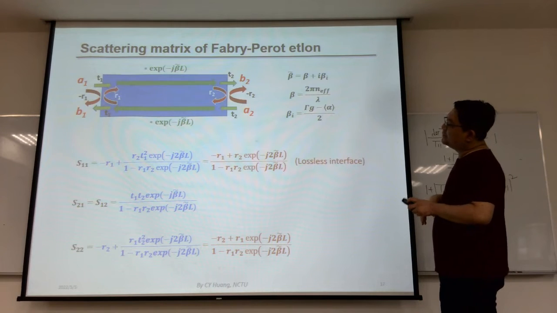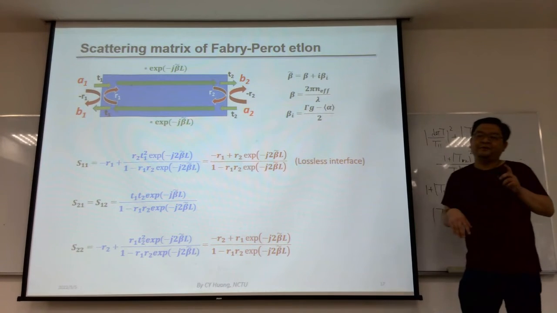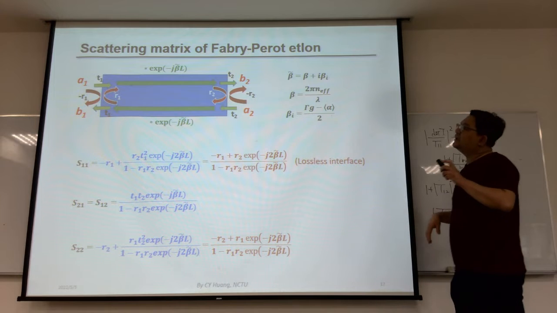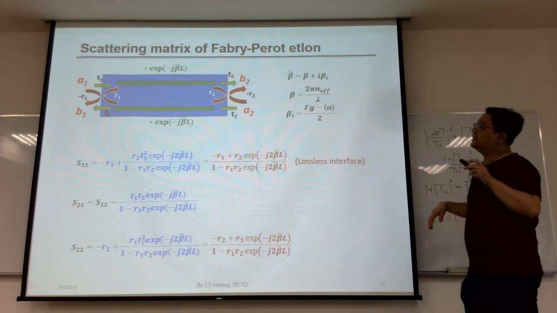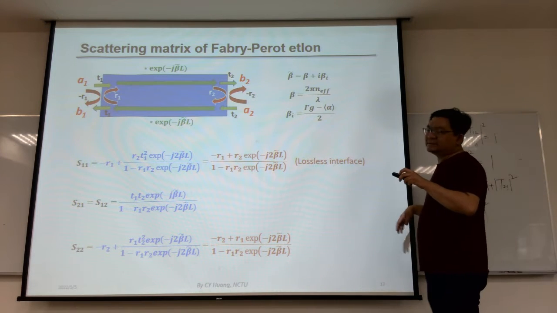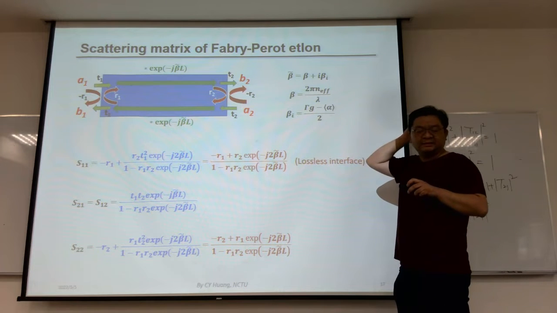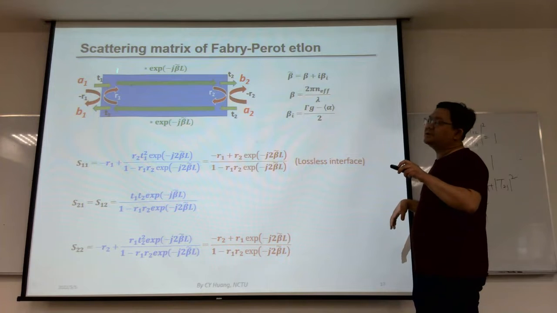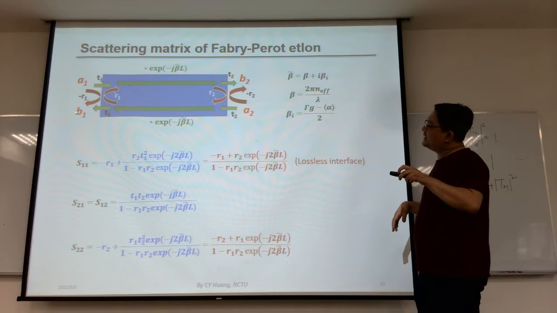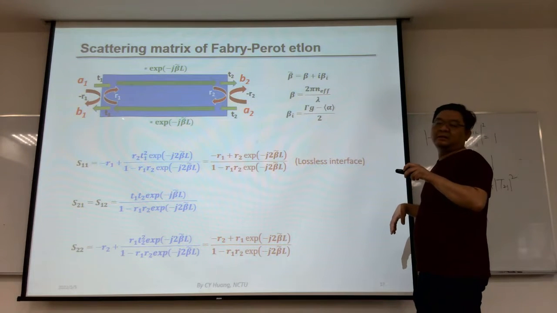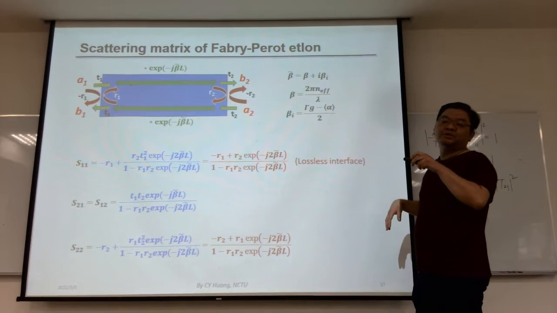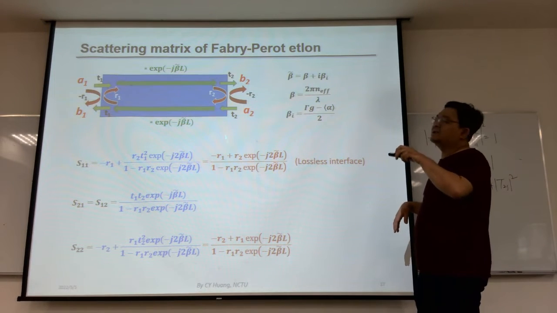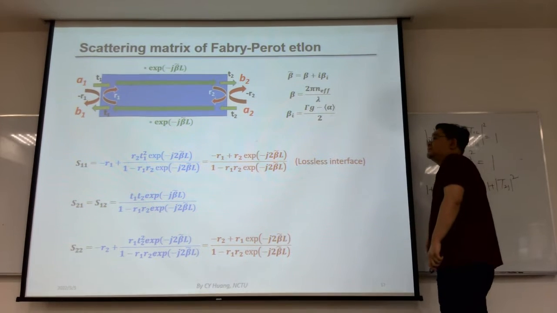Let's try to combine the three elements. We call it the Fabry-Perot etalon. It consists of three parts in the system. One is interface 1, second is a homogeneous cavity, the third is interface 2.